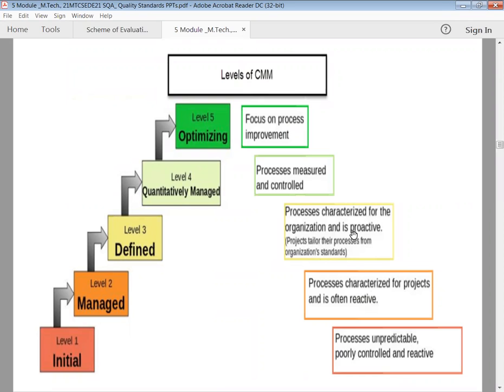So here we'll give importance to the process characterized. Level 4, process measured and controlled. So we are able to measure our process and we are able to manage. If any changes are needed, now we can change it. Any defects are found, we are able to eliminate. In level 5, we are focusing purely on optimization. We expect the optimal result, maximum efficiency. So here it focuses on process improvement. So we need to show improvement in each and every year.